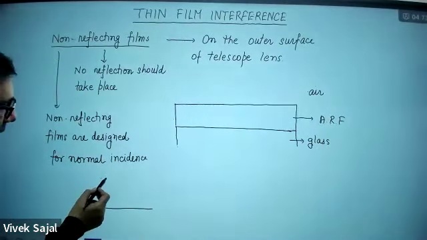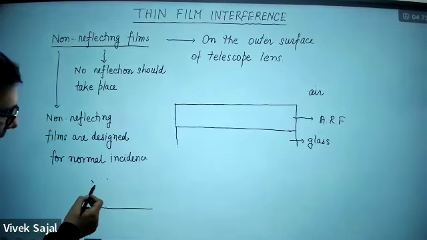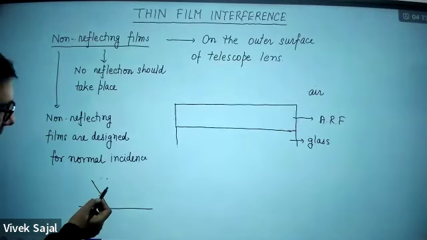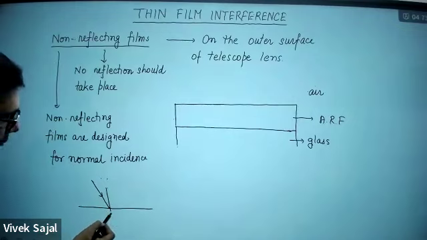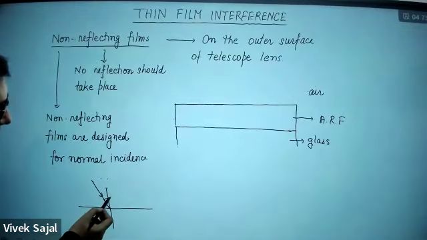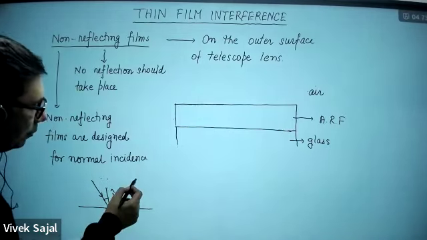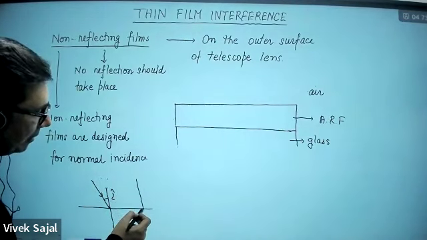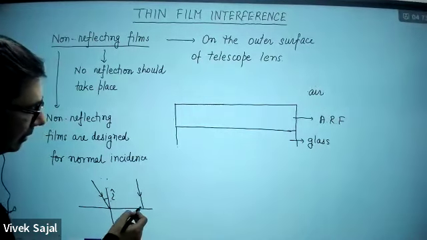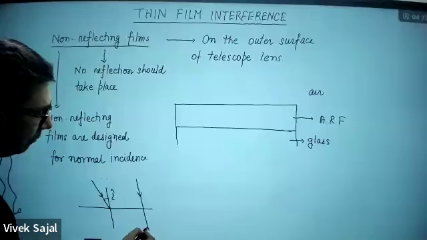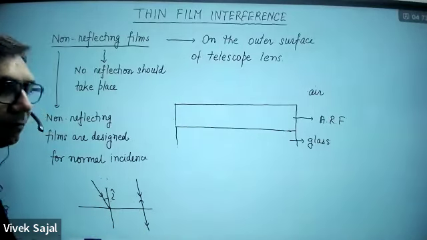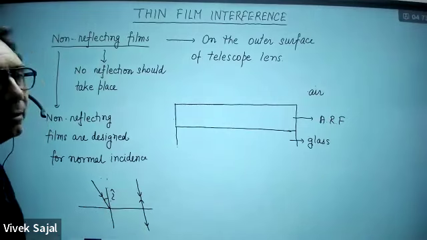So try to understand how you define the angle of incidence. Suppose some light is incident like this. At the point of incidence, you draw a normal to the interface, and this angle is called the angle of incidence. Now, when this angle is 0, you call it normal incidence. It means light is falling normally on the surface, a part of it will be transmitted and a part of it will be reflected.